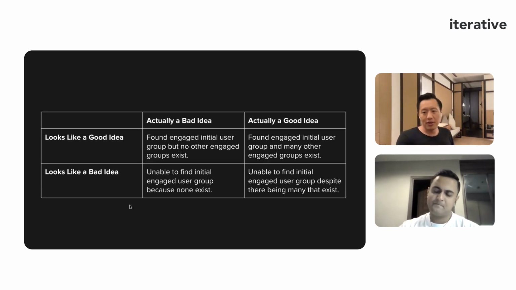You could make the argument that if your initial user group is large enough, it's good enough, it's sufficient. But if you're really looking at user groups with a high enough resolution, that typically ends up not being true. If your engaged initial user group is just everybody under 50, you just haven't broken it up enough.